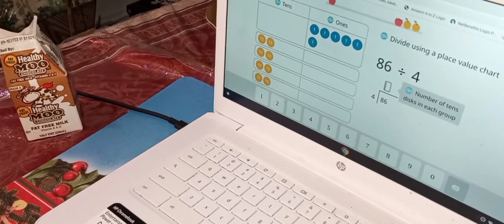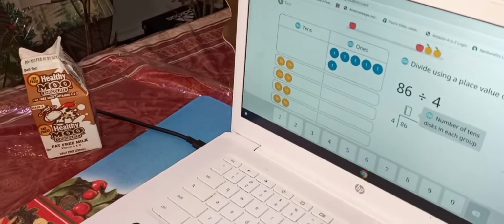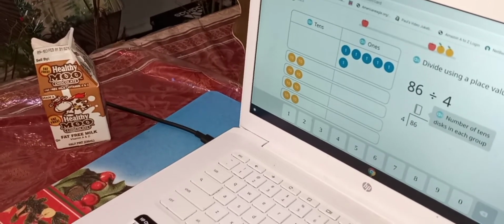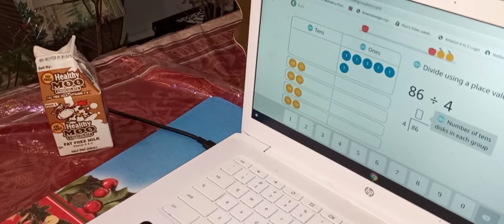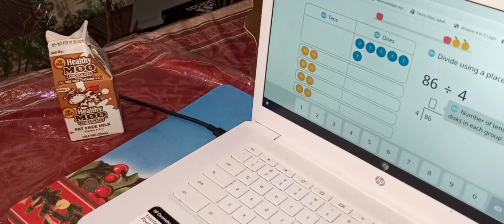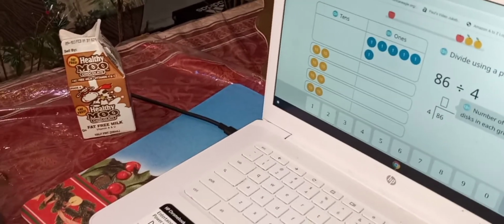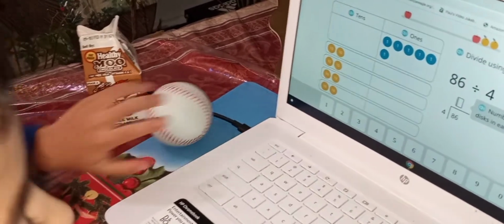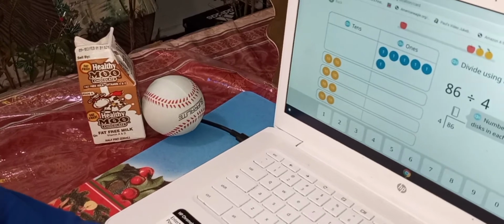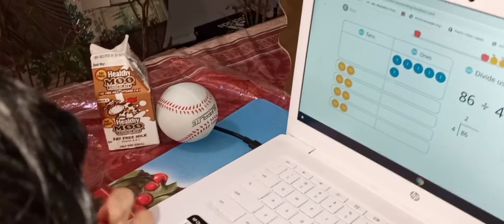What number do you have to divide by 4? 8. Okay. 8 divided by 4 equals? That will equal 2. Very good. Now to check, you have to multiply.